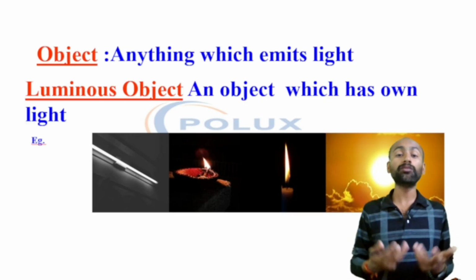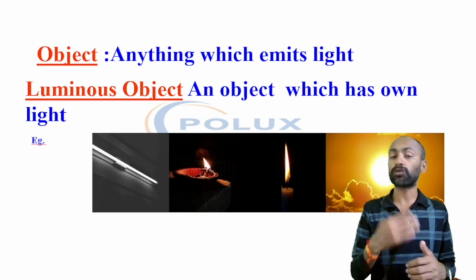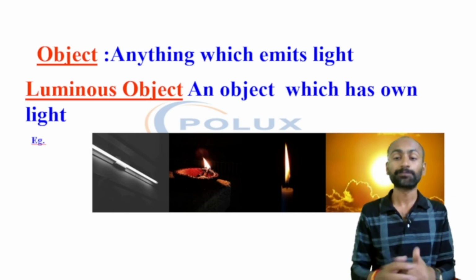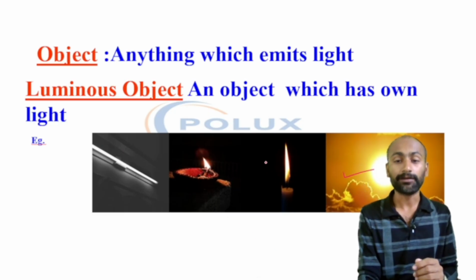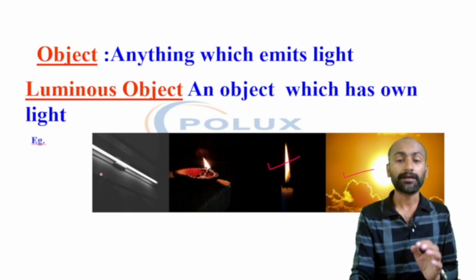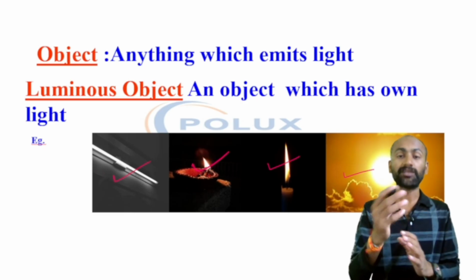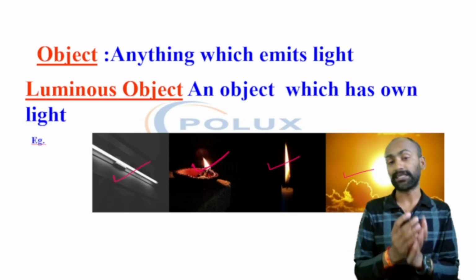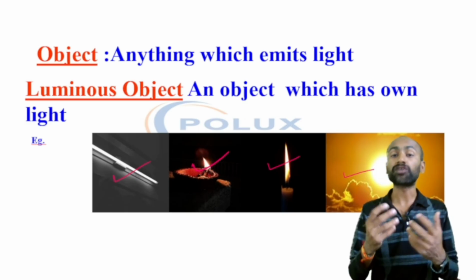What is a luminous object? The object which has its own light is called a luminous object. Example, you can see the sun. The sun has its own light. Then a burning candle, deepam, and this tube light, a glowing tube light also has its own light. So these are called luminous objects.